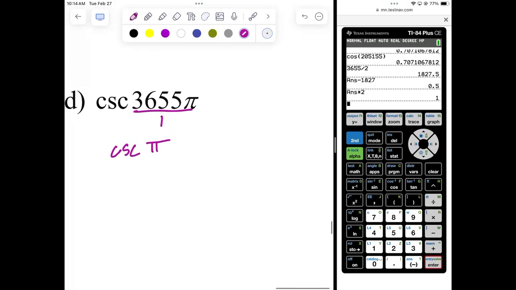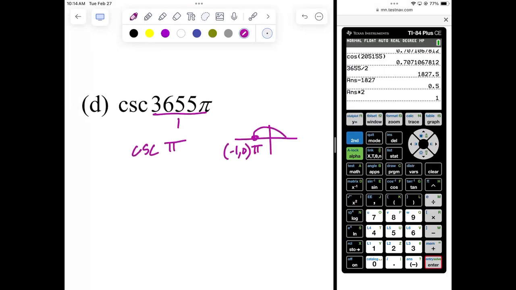Even though the two angles are different, their trig functions are the same. Pi is a quadrantal angle. It lands over here. What's the ordered pair at pi? Negative 1, 0. And I want the cosecant. The cosecant is the reciprocal of the sine value, which is the y value. What's the reciprocal of the y value? The y value is 0, so the reciprocal of 0 is undefined. Good.